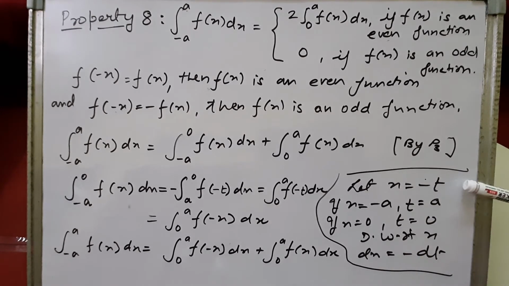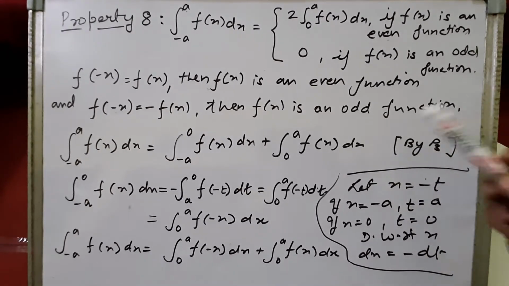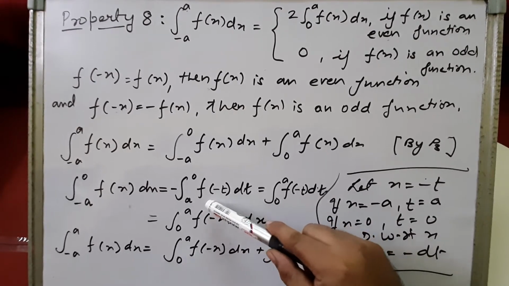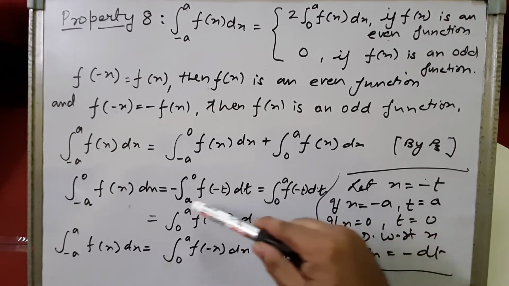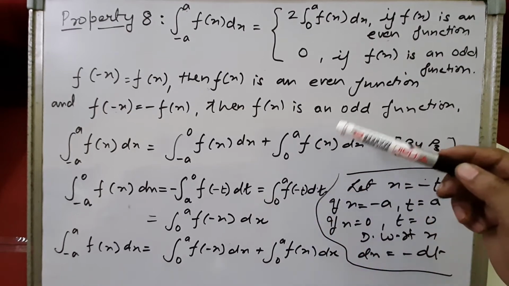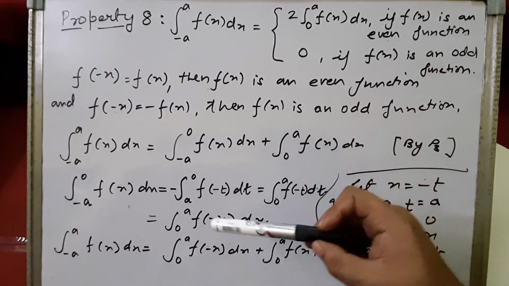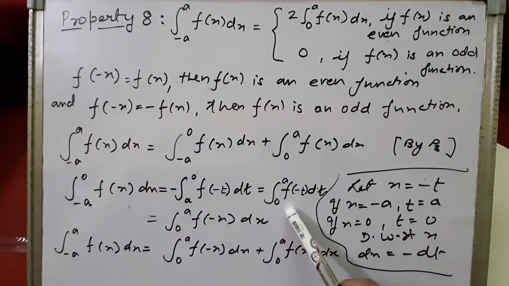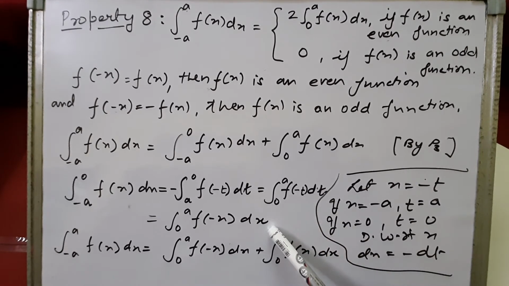And if we differentiate this expression with respect to x, we get dx equals minus dt, right? So it will be minus times the integral from a to 0 of f(minus t), and in place of dx I have written minus dt. Now when we interchange the limits, again a minus sign will come out, and minus into minus becomes plus. So it will be 0 to a f(minus t) dt. Again property 1 we are using, and in place of t I am writing x. So it will be 0 to a f(minus x) dx.